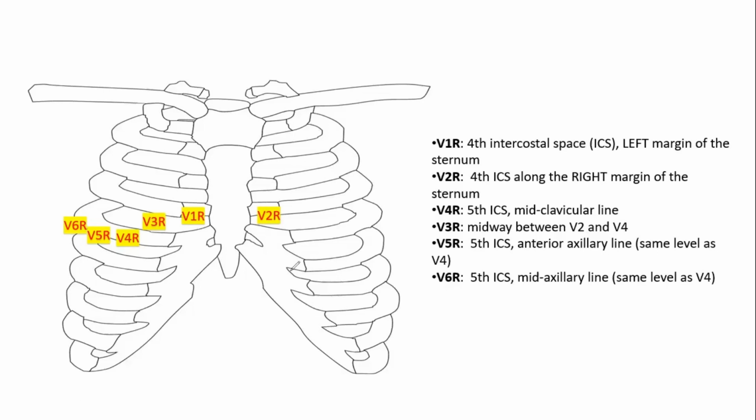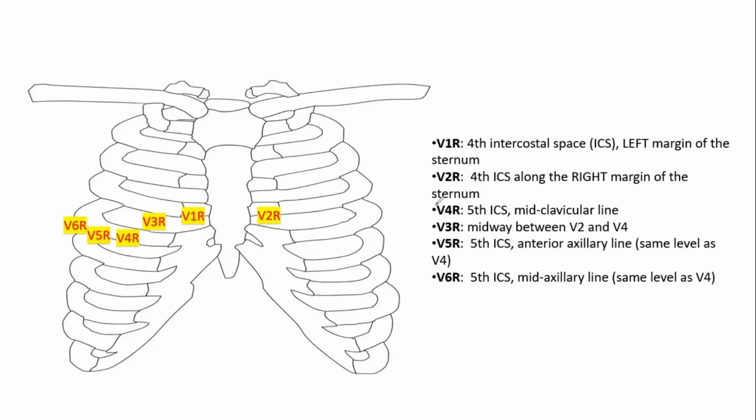The leads are placed normally, but sometimes you also place them on the right side. The leads that are important are V3 and V4. This is just the mirror image of how to place them normally. Just remember that this is a mirror image of the left-sided leads, so just shift them to the opposite intercostal spaces.